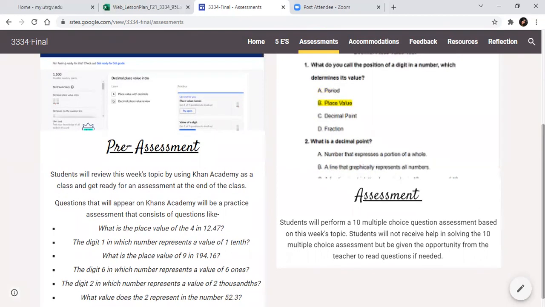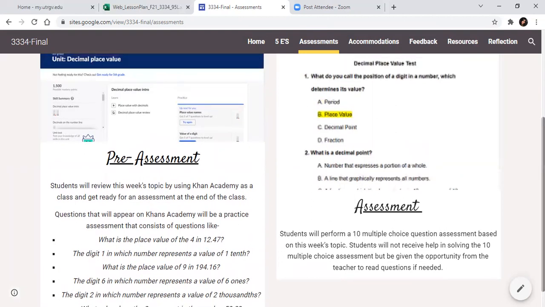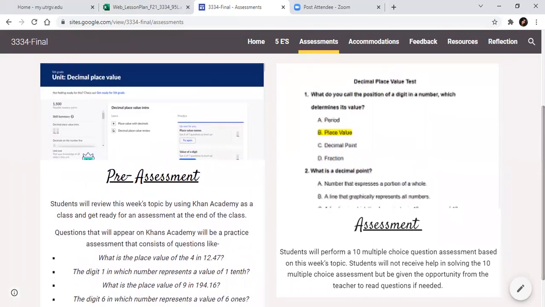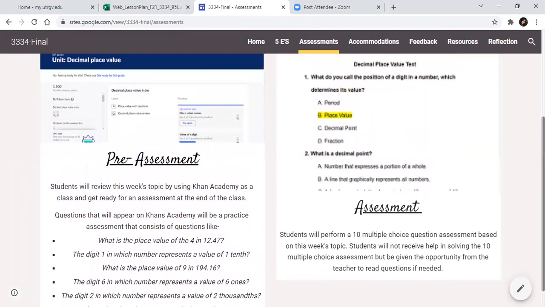Like I said, this will be done as a group, as a class, and the teacher will be providing the Khan Academy website to avoid any complications. For the assessment, that was for the pre-assessment. This is for the assessment.